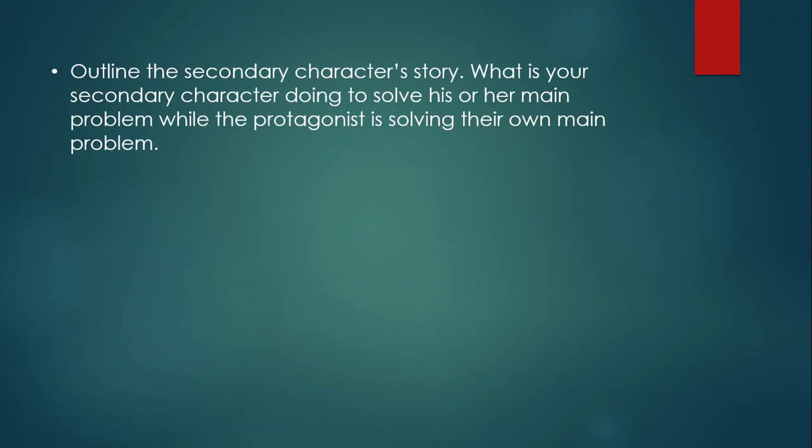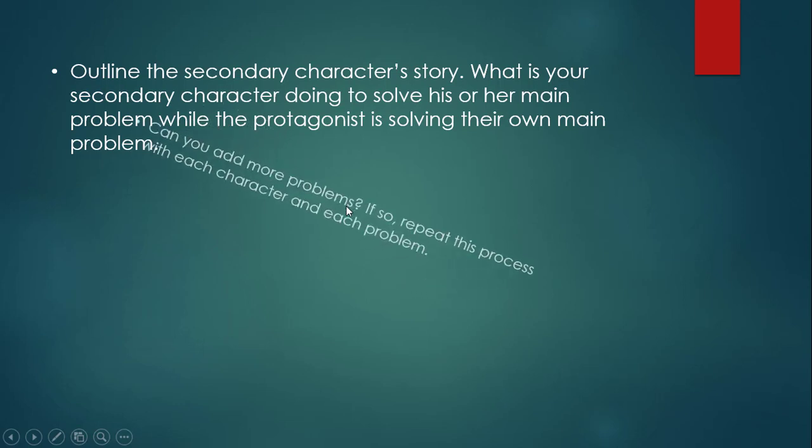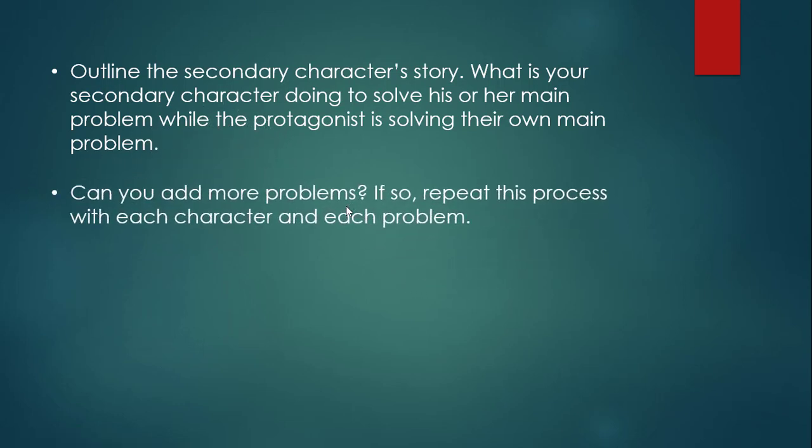Outline the secondary character's story, okay? So you're not only outlining your main character, which I know can take a lot of work, but you're going to outline the secondary character's story. What is your secondary character doing to solve his or her main problem while the protagonist is solving their own main problem, okay? What things are happening in the background? What things need to occur? Can you add more problems? If so, repeat this process with each character and each problem.